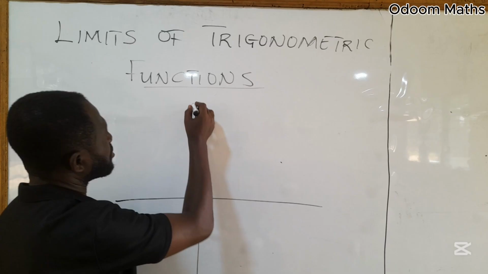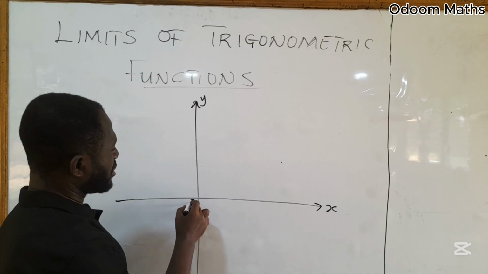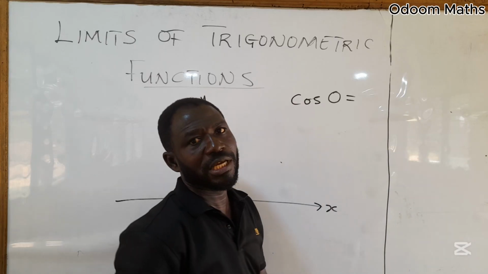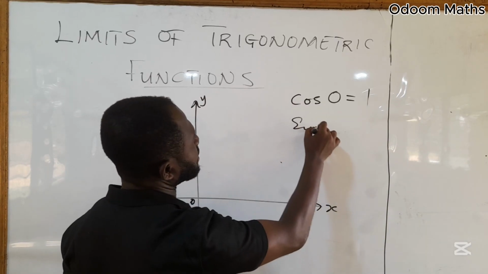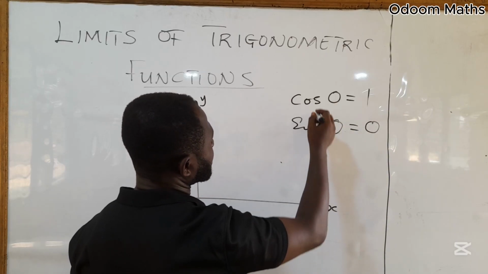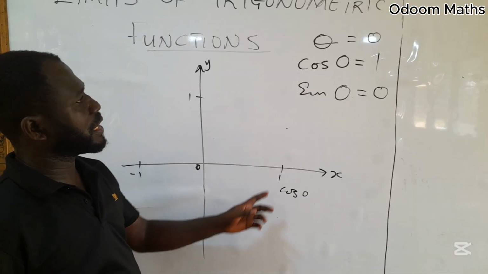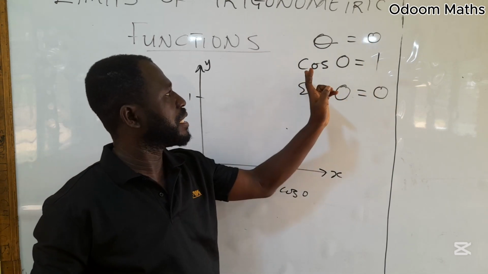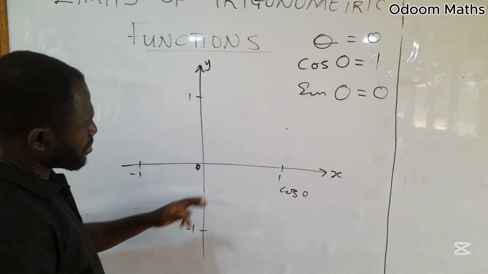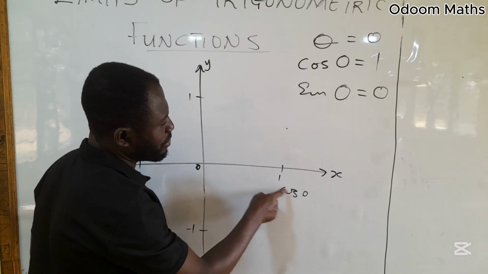This is my y, this is x, the axes, and that is 0, the origin. Before we continue, let's look at cos 0. Cos 0 should be 1, and sine 0 is 0. In doing this, our theta is equal to 0. The angle given is equal to 0. If theta is 0, then cos 0 is 1 and sine 0 is 0. Here there hasn't been any angular measure, so cos 0 is 1.